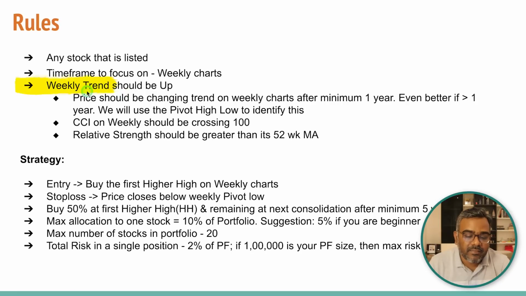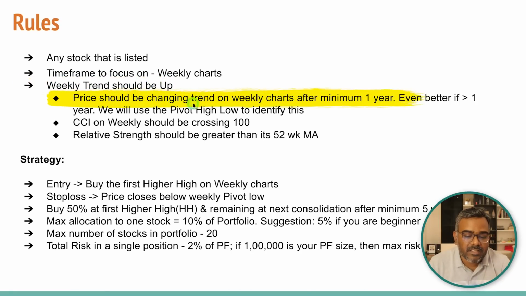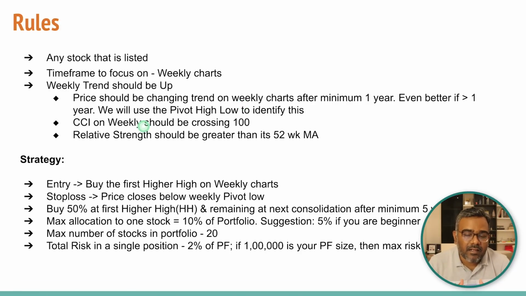The next rule is the weekly trend for the stock should be up, and the price should be changing trend on weekly charts after a minimum 1 year sideways or downtrend. I will discuss this in detail, but if it consolidates or if it is in a downtrend for more than 1 year, it's even better, right? The larger the consolidation, the larger the correction, and if it comes out of a downtrend after a very long time, a few years, then it's even better, right? We'll use the pivot high low to identify this, but just keep this in mind.